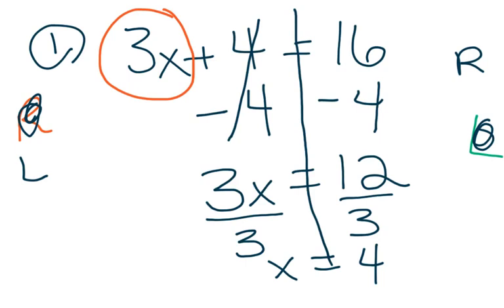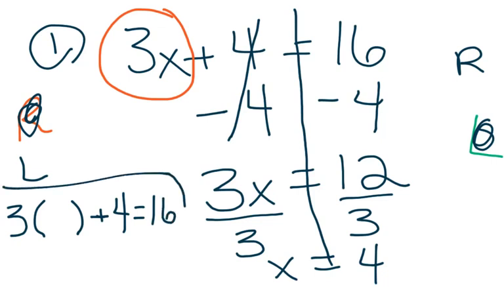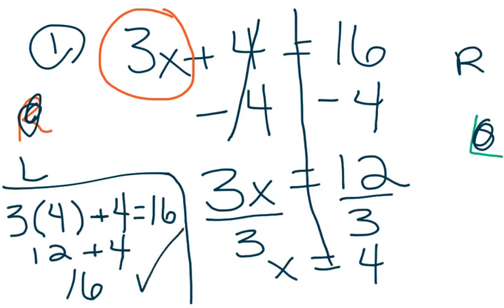And remember in our other videos that we could take it and replace the x value to find out if this is true. So this is my check over here. So it's 3 times whatever I found x to be plus 4, and we want to make sure that equals 16. So if I put 4 here, I get 12 plus 4, and that is 16. So this one checks out, and I'm good.